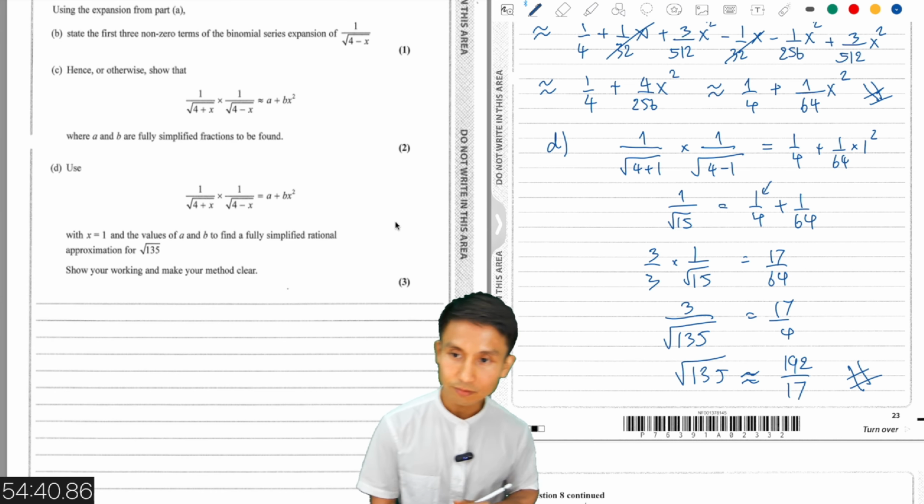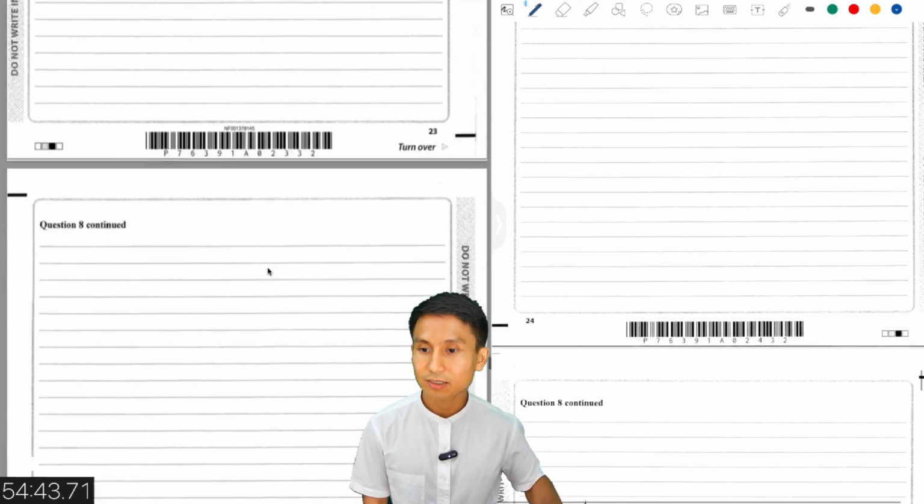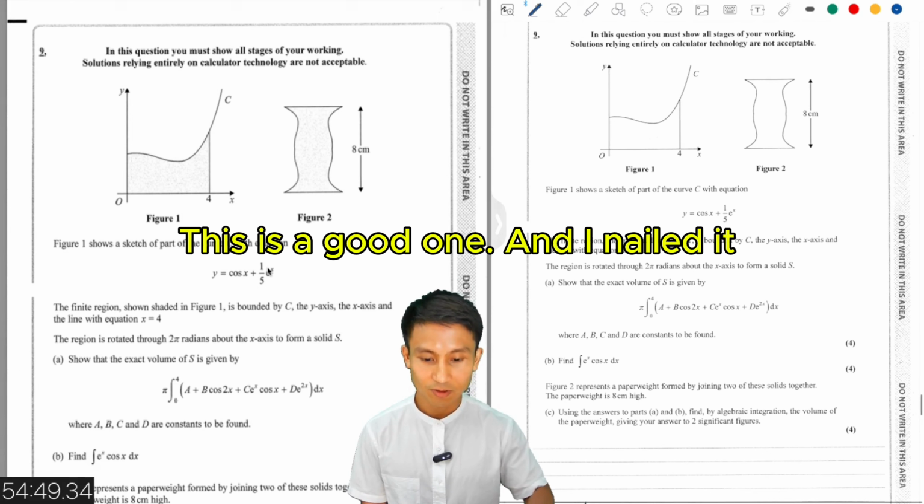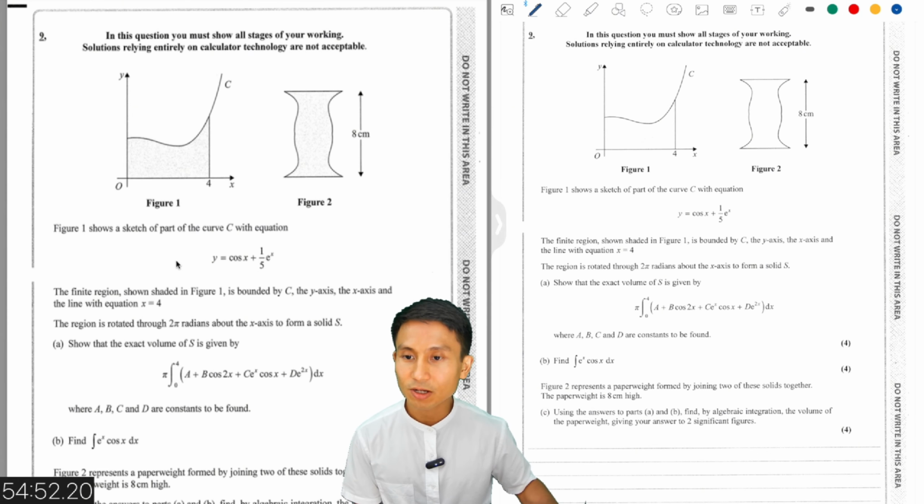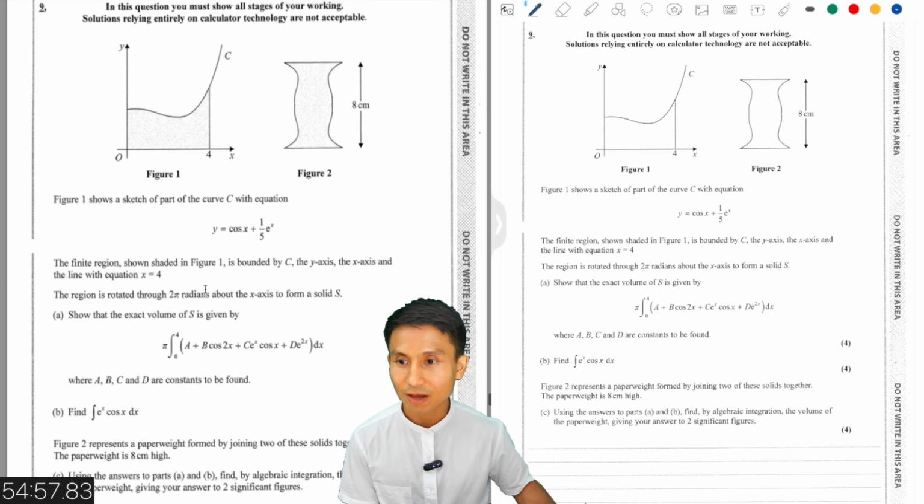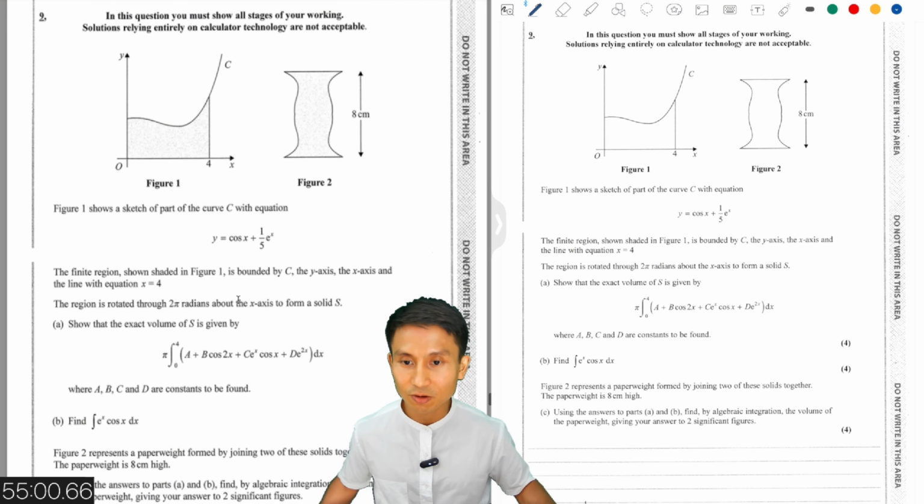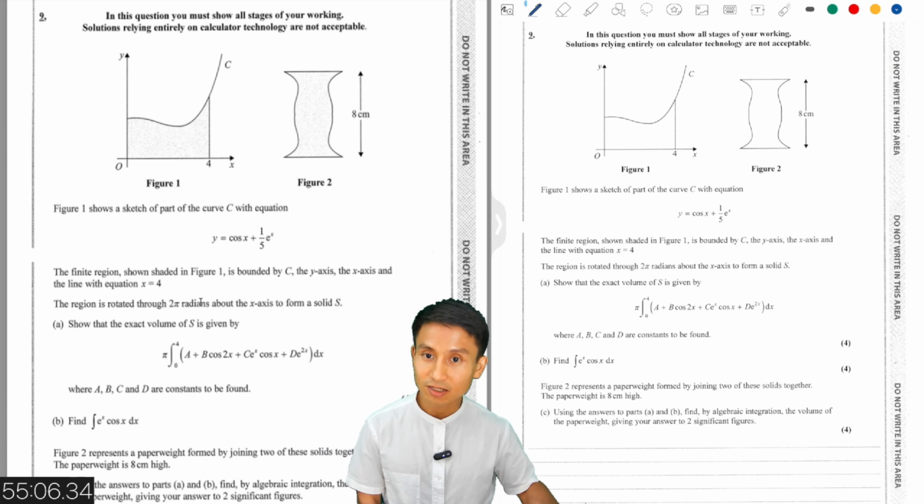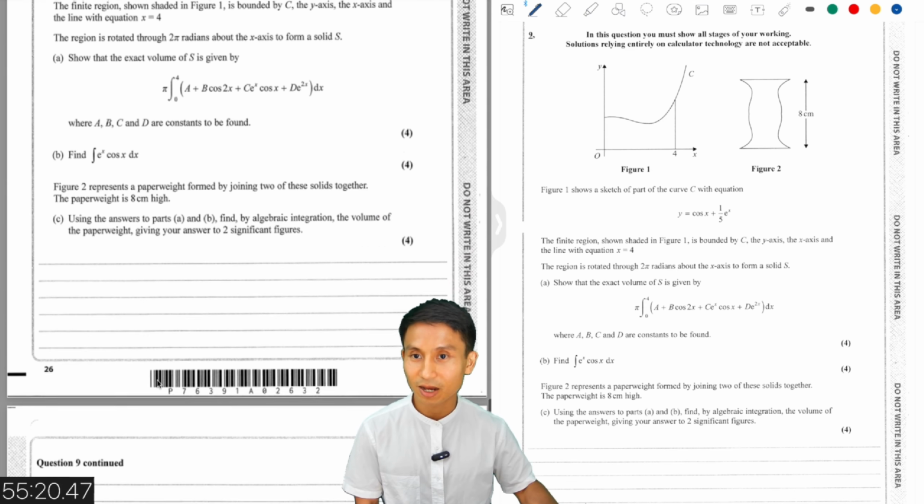Okay, that's it. Next, question 9 now. Question 9, I'm still at less than an hour. I think I'm fine. Figure 1 shows a sketch of part of the curve with equation that. The finite region shaded in figure 1 is bounded by the axis and the line with equation x equals 4. Interesting. Okay, so this is a solid of revolution, rotated through 2 pi radians about the x-axis to form a solid S. Show that the exact volume of solid S is given by that.